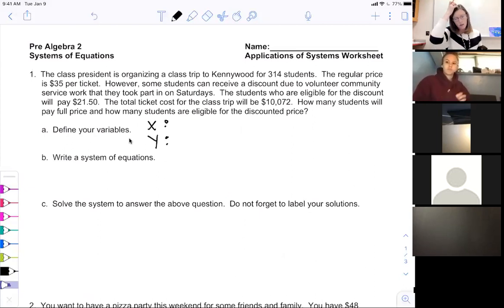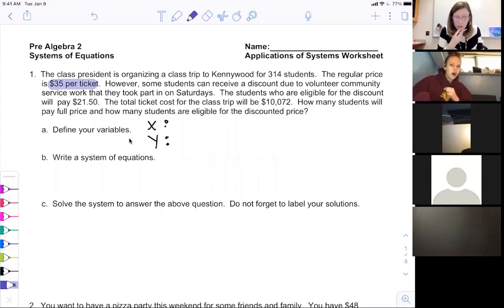Class president is organizing a trip to Kennywood, wonderful Kennywood. 314 students. That's probably very similar to the senior class this year. I would say there's probably right around like 315 kids in the class. The regular price at Kennywood, $35. I actually think this is a little more. Maybe this is like a discounted price. I want to say it might be a little more this year.